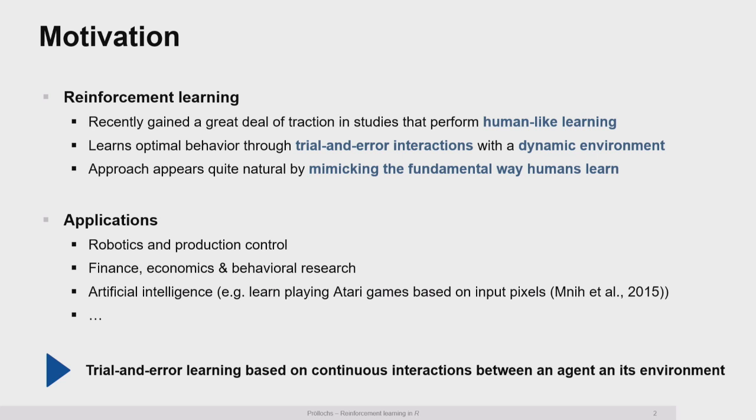I will name a few in the following. One example is robotics and production control. Second might be finance and economics, for example, if you want to train an agent that performs stock market trading. And the third one is artificial intelligence in general. One famous example is the Atari paper from Google DeepMind, where they learned playing Atari games even above the human level, just based on the input pixels.